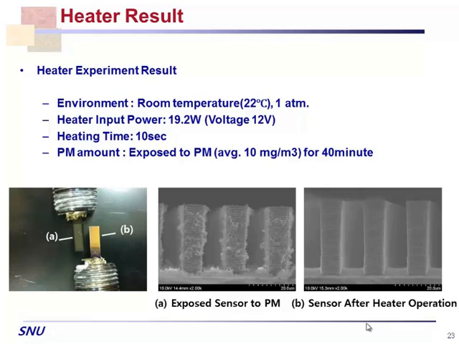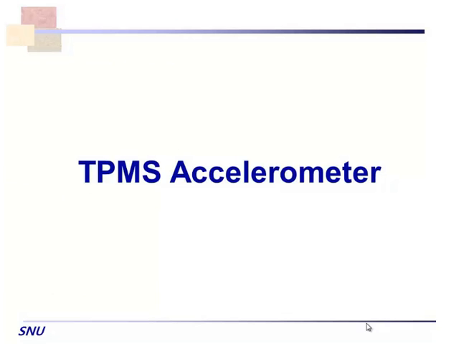This is the silicon sensor area with the deep trench silicon pillars, and the left one is with all those PMs or soot. So you can see those floaty things here at the bottom and the side, and after heating, it's all gone, so it's quite clean. So it took only 10 seconds for this heater, at 12 volts. And this PM was exposed for 40 minutes to the outside environment.